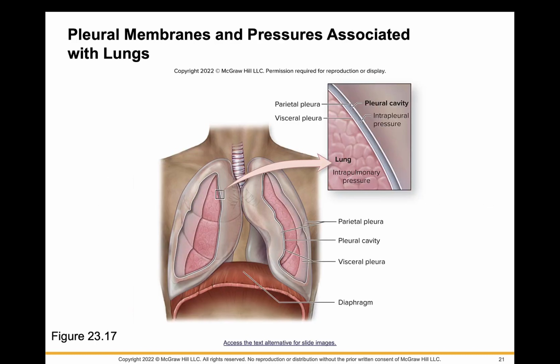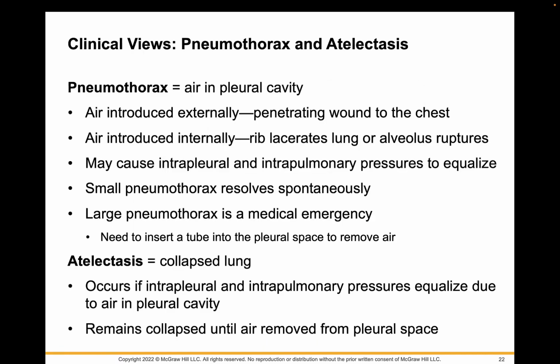Now, going back to this slide, it really is important to make sure that intrapulmonary pressure is greater than intrapleural pressure, or intrapleural pressure is less than intrapulmonary. Imagine what would happen if this pressure was greater than the pressure within the lungs. This would result in a collapse of the lungs, and it is important that that does not happen.